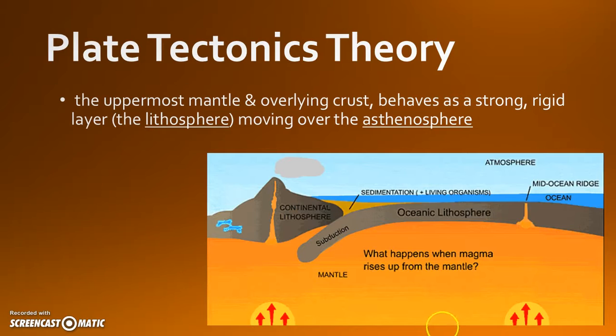So for example, here's your lithosphere. You have continental lithosphere, oceanic lithosphere, and this very upper portion of the mantle, and then you have the lower portion. When magma rises up from the mantle, you're going to get all of these different plate movements. We talked briefly about that in previous chapters, but there are different plate movements based on where it is coming up from.